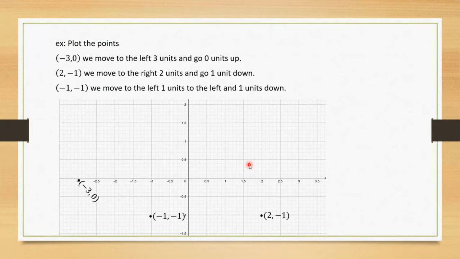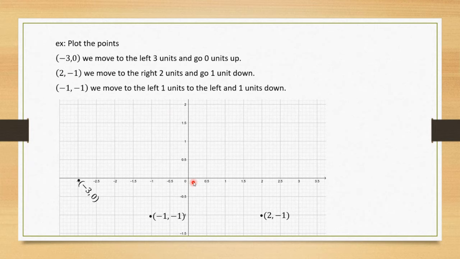Okay. These are just some more examples. Usually I do this with students in class as well. Let's say we wanted to plot these points, -3, 0. They're plotted already, but let me go through it anyway. We start at the origin and move to the left 3 units. In other words, we're locating -3 on the x-axis, 3 units to the left. But since the y coordinate is 0, we're not moving up or down. So -3, 0 is this point.